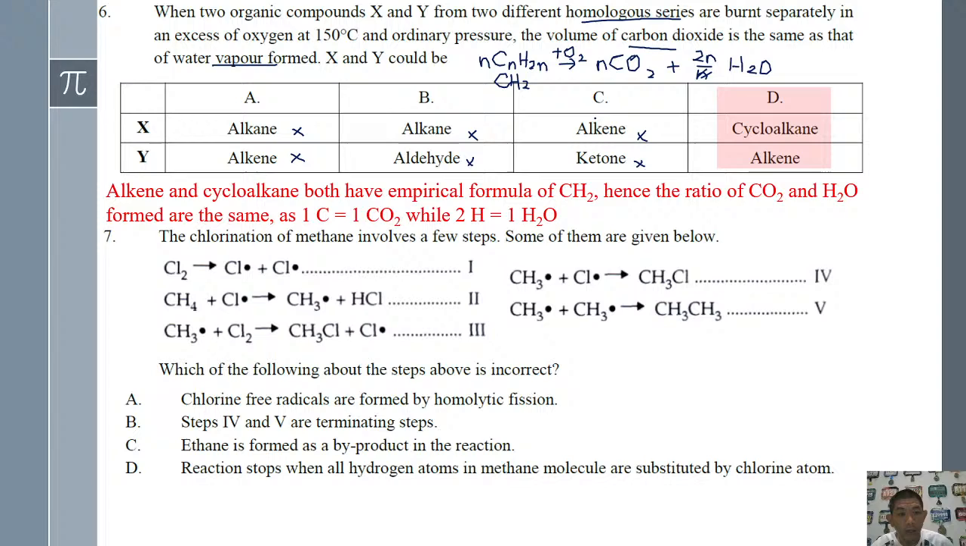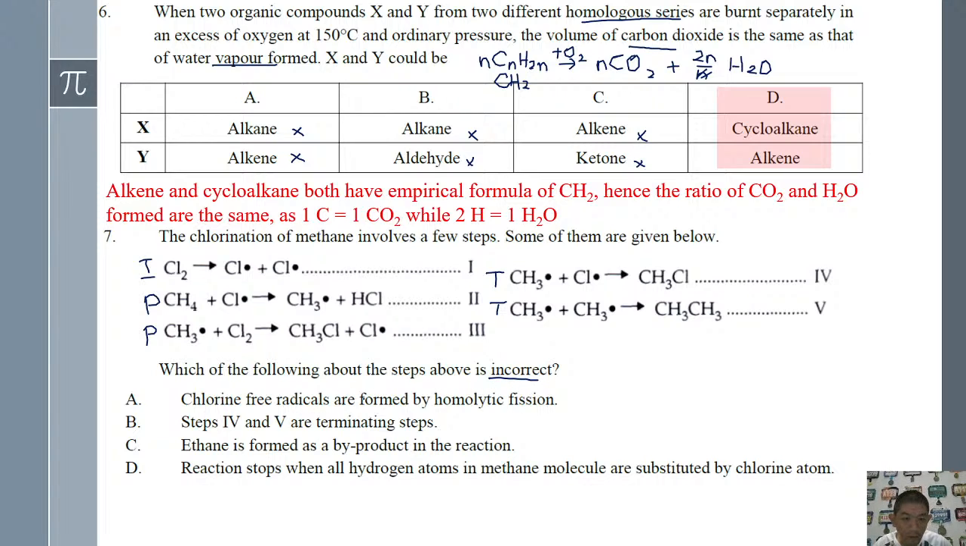Number 7. The chlorination of methane involves a few steps. Some of them are given below. For your information, this is the initiation. The second one is propagation. The third one is also a propagation step. The fourth and the fifth are both termination steps. So which of the following about the steps is incorrect? Please be careful, we're looking for incorrect.